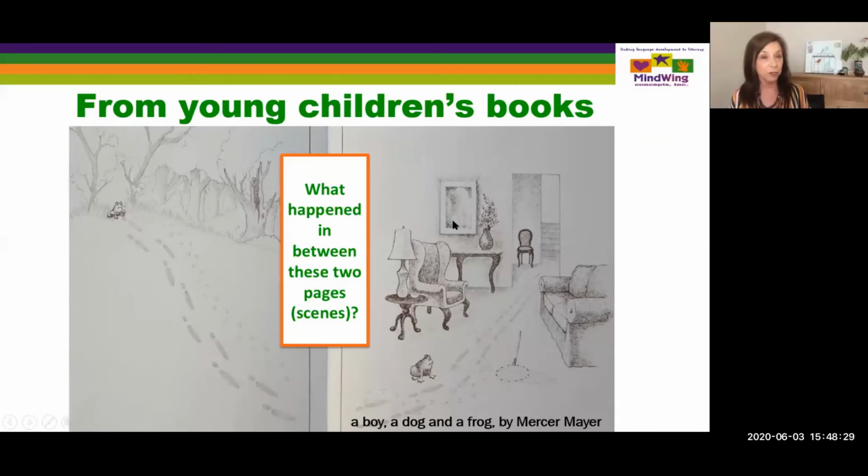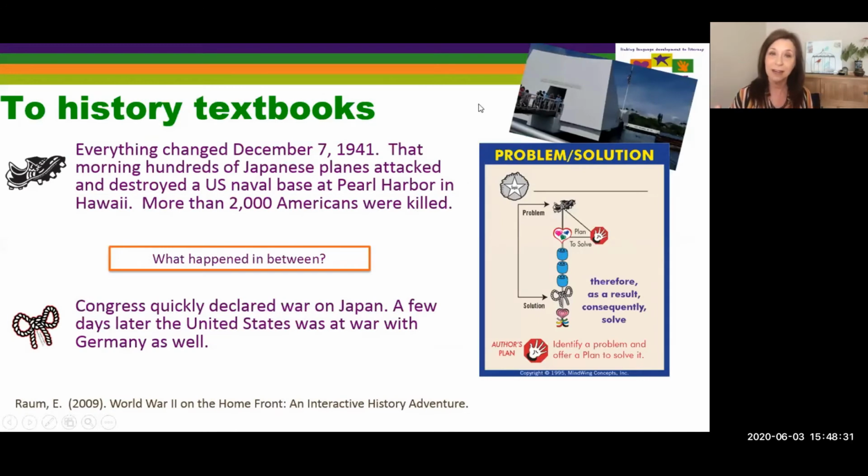And it's not just in fiction books, because it's also in history. I think this is a very interesting reminder to us because we often work with teachers. I'll read the kickoff. Everything changed December 7th, 1941. That morning, hundreds of Japanese planes attacked and destroyed a US naval base at Pearl Harbor in Hawaii. More than 2,000 Americans were killed. Congress quickly declared war on Japan. A few days later, the United States was at war with Germany as well. The challenge here, and these are just two paragraphs, there's not a big space between them in the textbook.